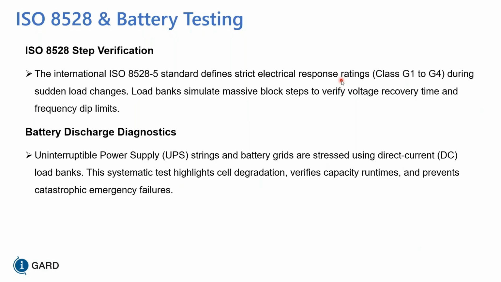So the international ISO 8528-5 standard defines strict electrical response ratings for class G1 to G4 during sudden load changes. If you have a load rejection or a sudden step change, how is your source going to react to that? If you look at 8528, you can verify that you have completed that or stressed your power source to that. Battery discharge diagnostics: you can look at your battery discharge rates and see if they comply with the manufacturer's recommended practices.